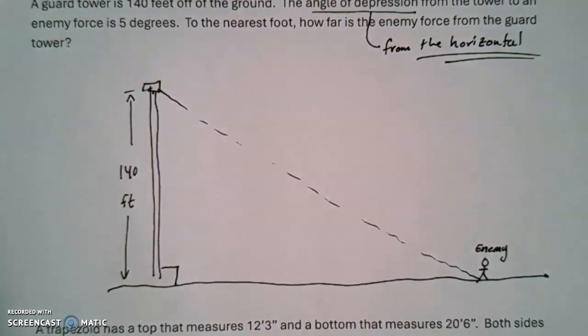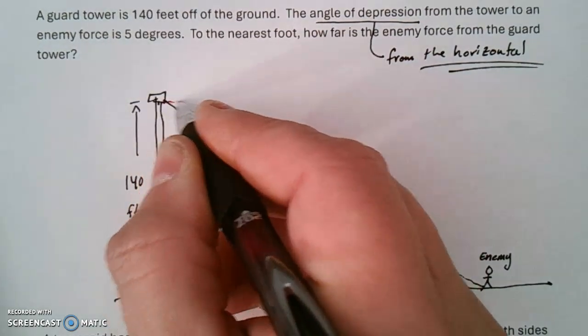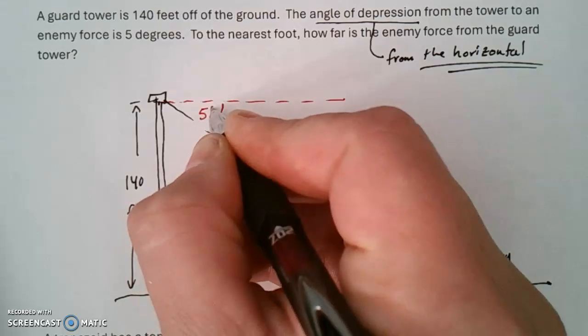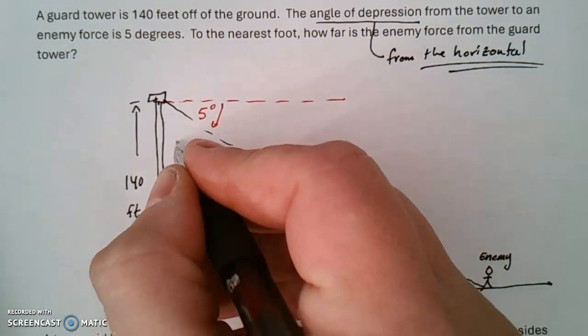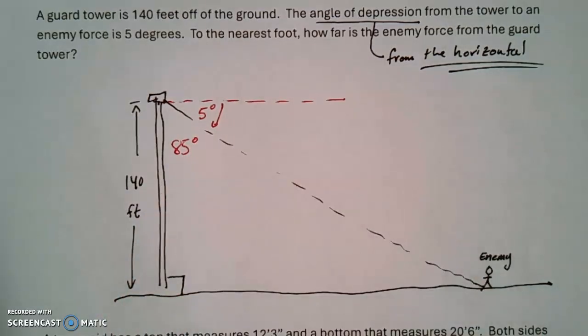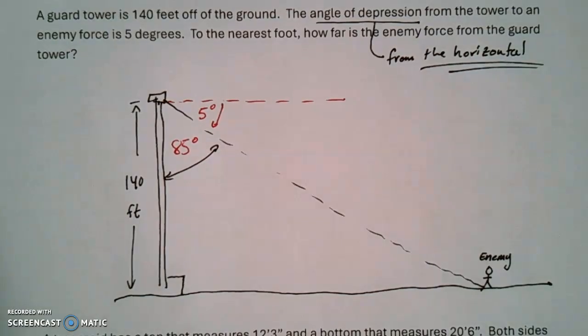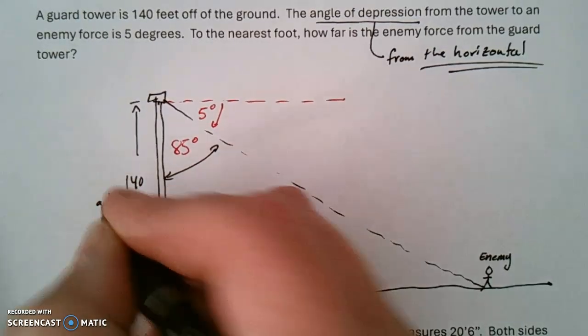So I am going to draw a red line. That has to be 5 degrees from the horizontal. If that's 5 degrees from the horizontal, this has to be 85 degrees because the horizontal and the vertical have to be 90 degrees apart. So now I have an angle inside my triangle. I'm going to label my triangle. This is my opposite. This is my adjacent.